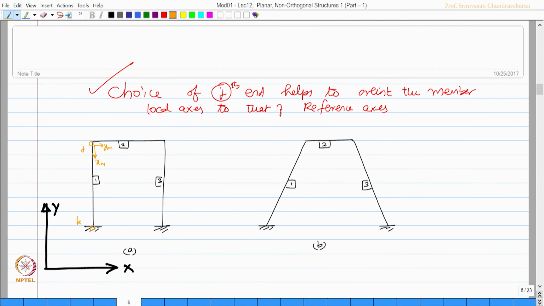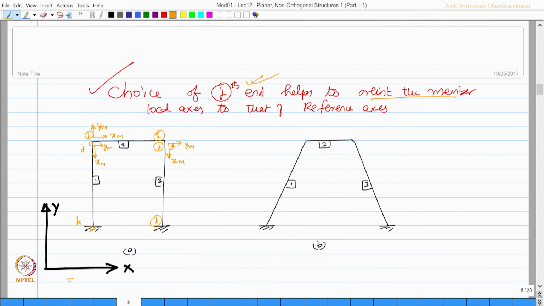Similarly, if you want to do it for member 2, this becomes xm of member 2 and ym of member 2. Therefore, this end becomes the jth end of member 2 and this the kth end of member 2. Similarly, for member 3, I have to choose the length of the member to be on the positive side of xm and ym is anti-clockwise 90 degree. So, this becomes my jth end, this becomes my kth end. So, choice of jth end actually helps us to orient the member with reference to the reference axis.